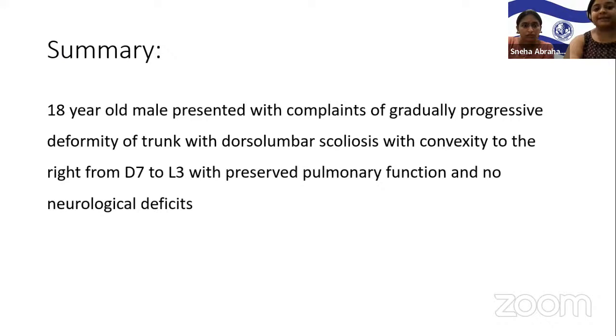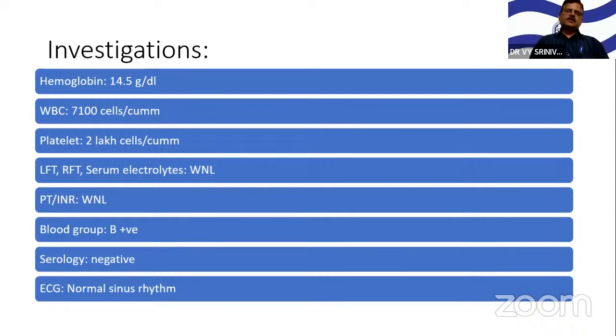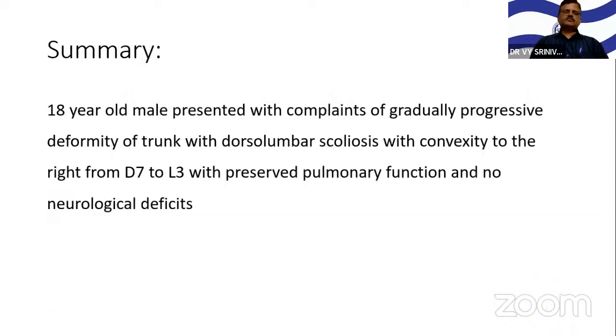To summarize, an 18-year-old male presented with complaints of gradually progressive deformity of the trunk with dorsolumbar scoliosis with convexity to the right from D7 to L3 with preserved pulmonary function and no neurological deficits. Okay. Based on your history and examination, how do you substantiate your diagnosis? Sir, the patient had a lateral curvature of the spine, which was present since adolescence. So it could be a case of idiopathic, and there was no definitive cause found, sir. So it could be a case of adolescent idiopathic scoliosis.